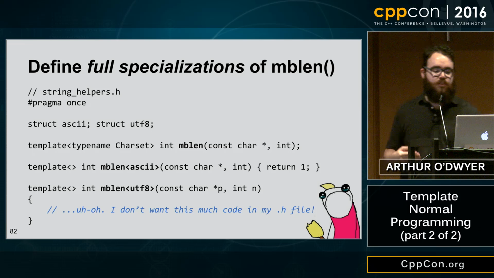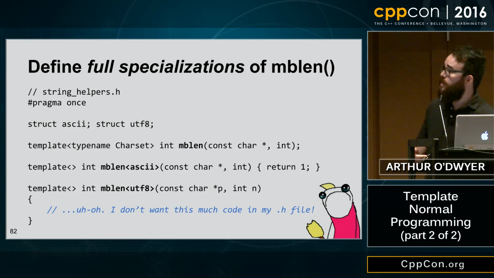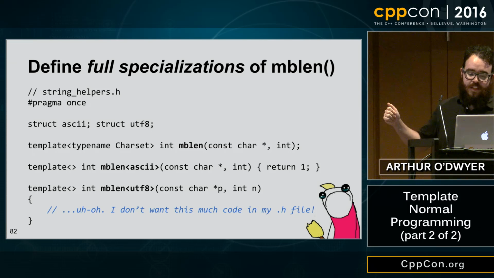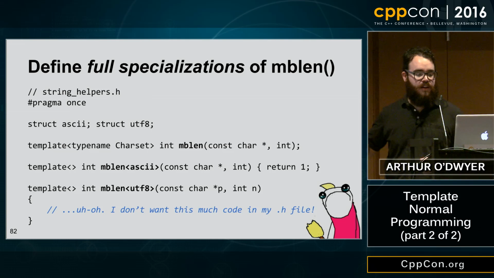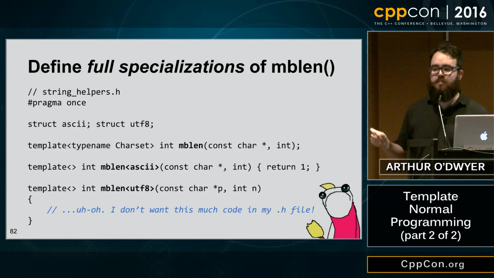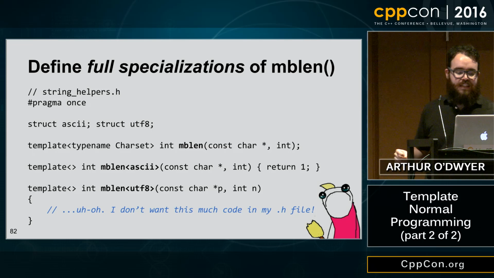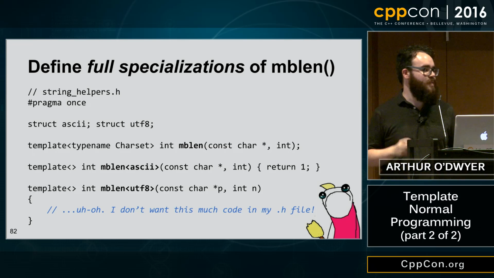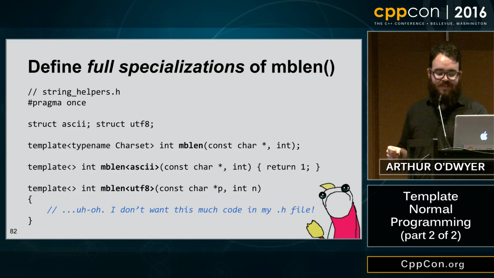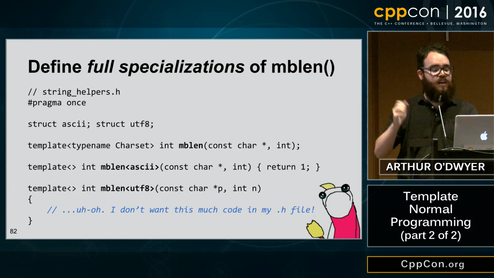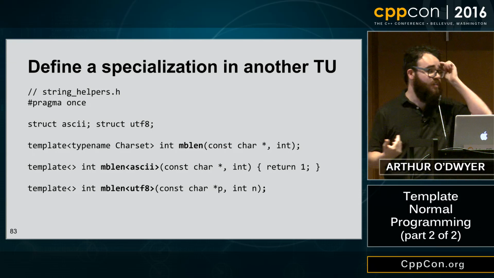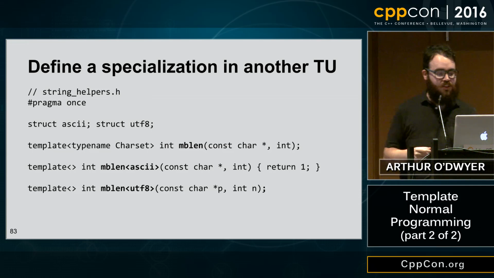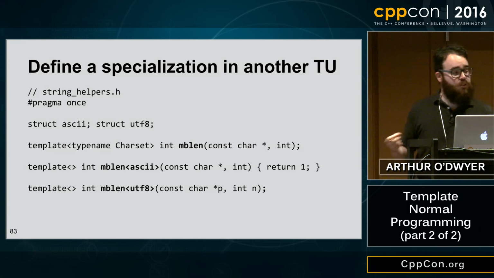So we're going to need to define some full specializations of mblen here. Mblen of ASCII always returns 1. Mblen of UTF-8 returns something complicated that I don't want to define all this in my header file. This makes me sad. I would like to move this definition of this template function, this full specialization, out into a CPP file, and another translation unit, term of art there. So I can do that.